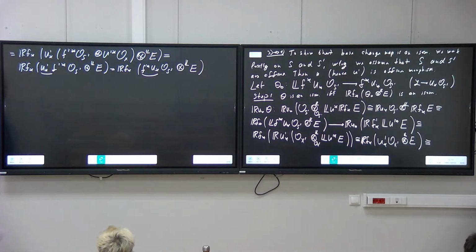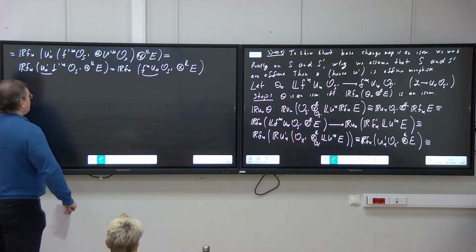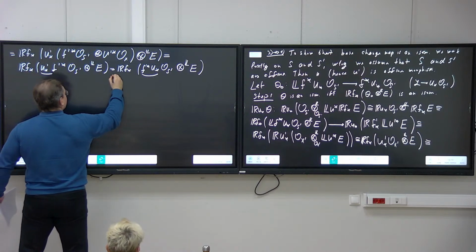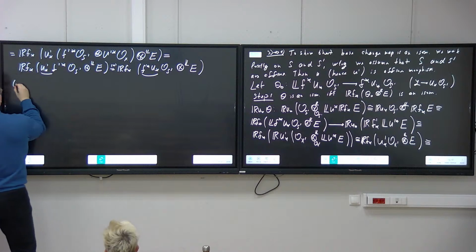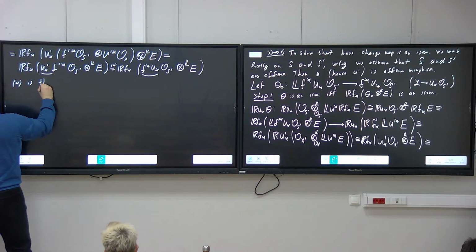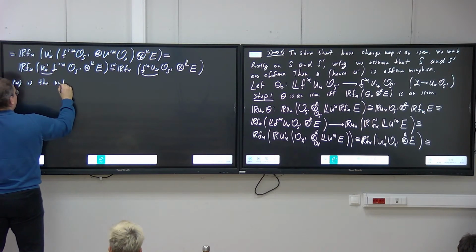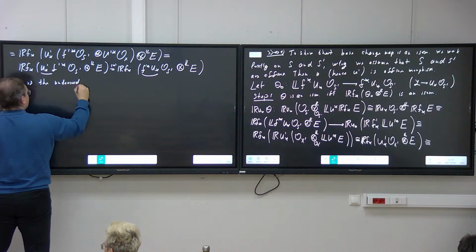You know a lot of the special properties, that the map u is an affine map. So it's a very straightforward computation. So let's say this is star. So star is the underived base change.